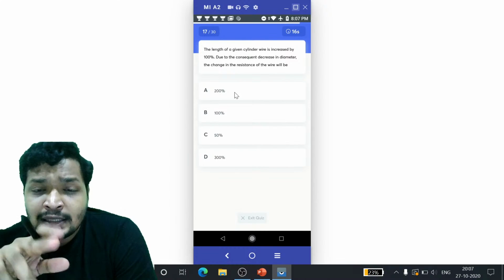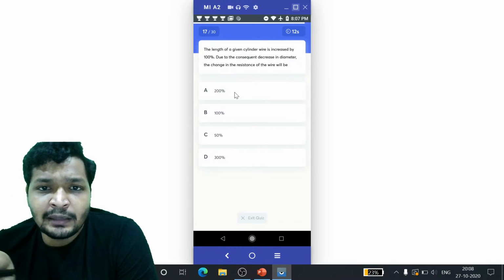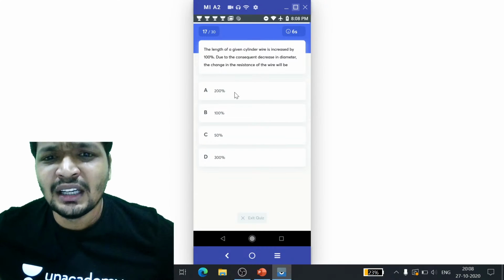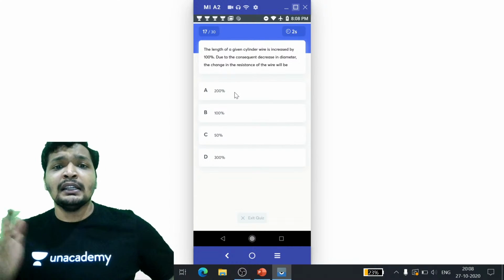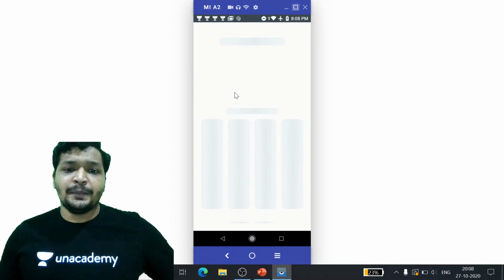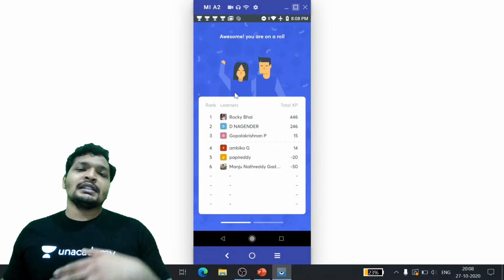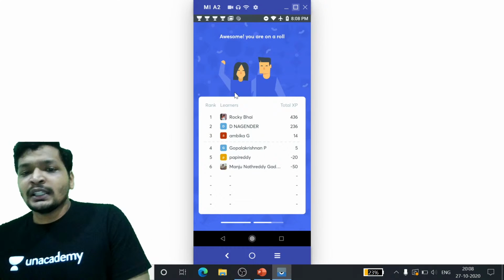So your resistance is rho into L by A, which is rho into 2x divided by A. Area is again decreasing by half. Anyway, A into L is the simplest way to do it, right? So it becomes 400%, so 300% would be the increase in your resistance. Okay, it's not 400%. 400% is the total resistance from the original one. So 300% has increased. Wasn't it simple?